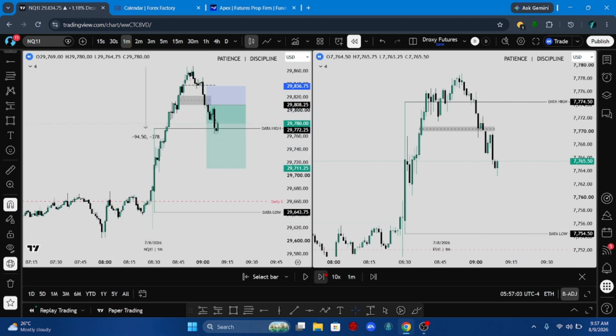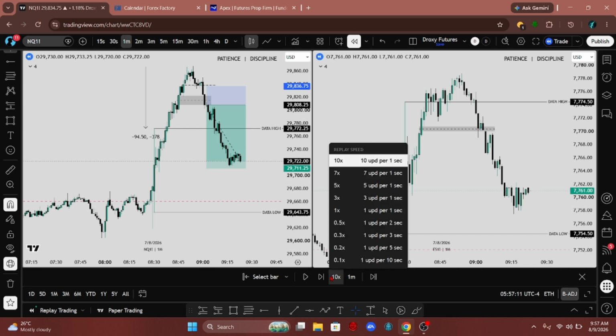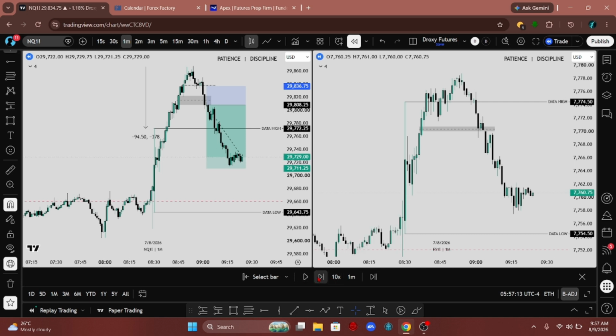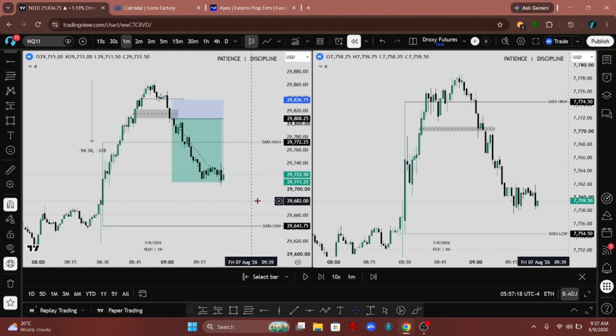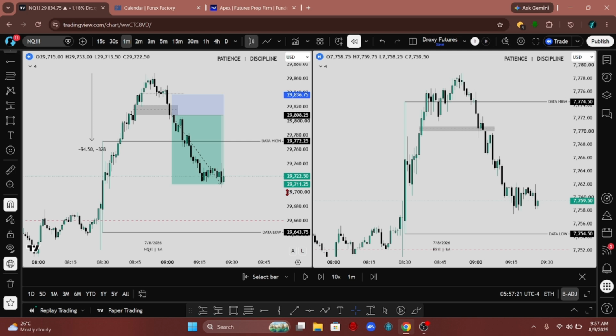Data candles are so good, and you get what you're looking for. That's why I said this is the highest probability trade that you can ever take in a month. CPI and NFP happen twice a month: NFP happens once, CPI happens once. So you get two times to trade data candles every month.